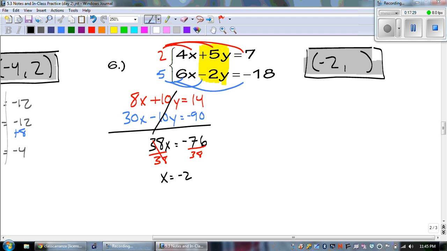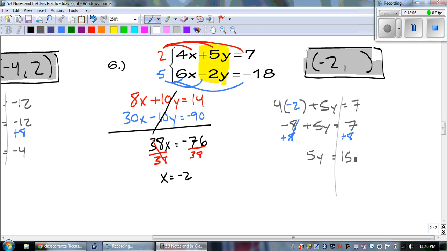Okay. And now when solving, let's just go with the top one. So we have 4 times negative 2 plus 5y equals 7. And plug in the negative 2. 4 times negative 2 is negative 8. Okay, and now solving. We have to add 8 to both sides. We get 5y equals 7 plus 8, which is 15. And to solve for y, we're going to divide by 5. And what does y equal? That's right, y equals 3.